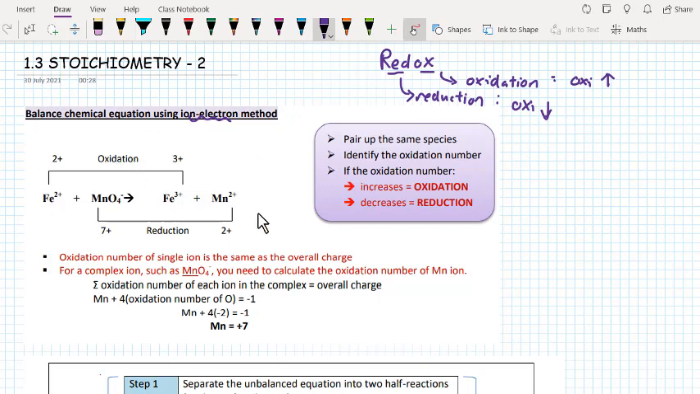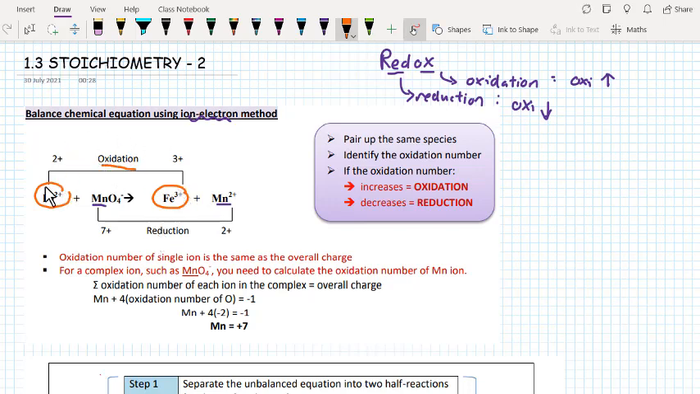So looking at the example given here, we have Fe2+ and MnO4- to produce Fe3+ and also Mn2+. In a case like this, first of all, you need to pair up the same species. Fe pairs up with Fe, and MnO4- pairs up with Mn2+ since you can see the manganese. If the oxidation number increases, it refers to oxidation. If the oxidation number decreases, it refers to reduction. Obviously, Fe2+ increases the oxidation number from 2+ to 3+, so this process is oxidation.